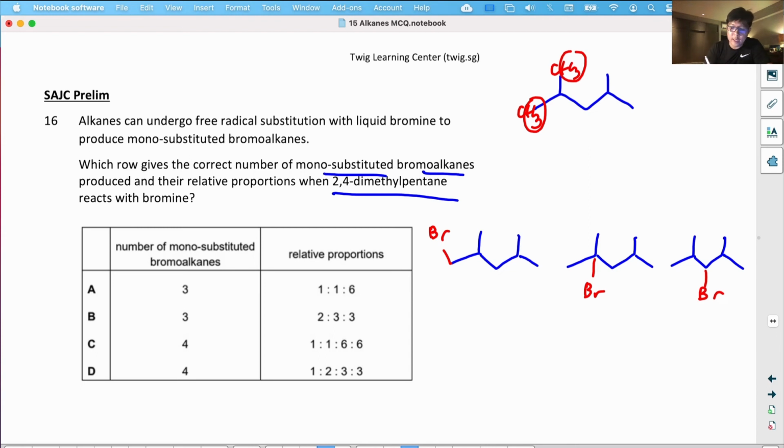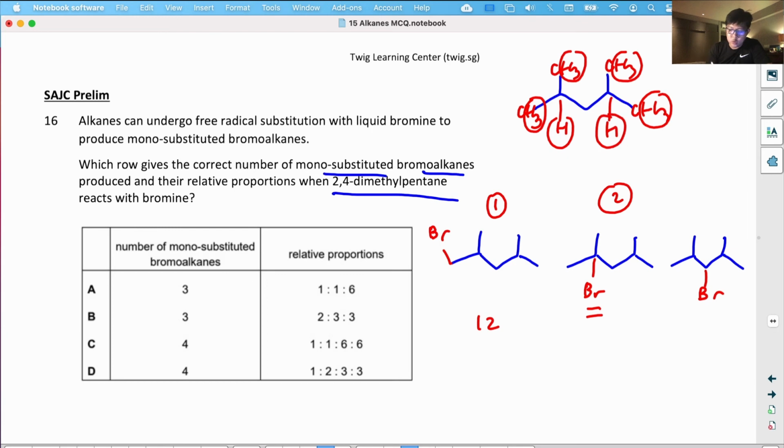For the first one, you can replace any of these H's to give you the first product, which means there are actually 12. To get product number 2, you can replace this H or this H with a Br. So this is 2. For the third one, you can either replace this H here or this H here. So it's 2. So the ratio is actually 6, 1, 1, right? So you can see that I drew out 3 possible mono-substituted bromine alkanes. So that's why the answer is A.